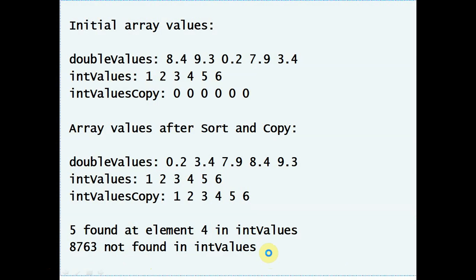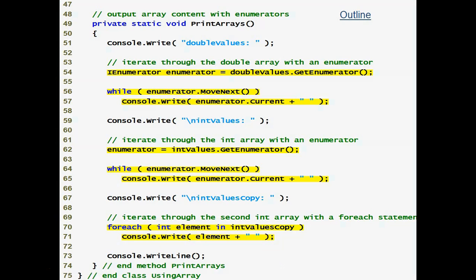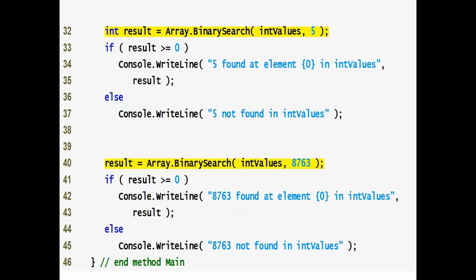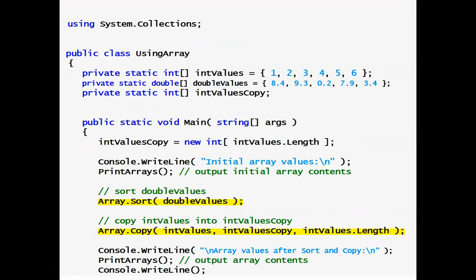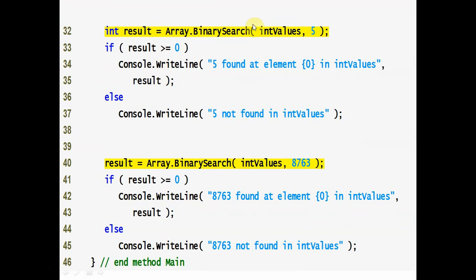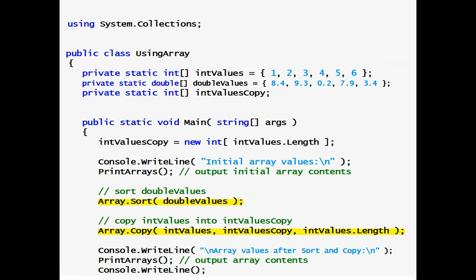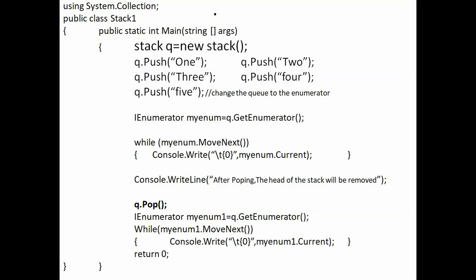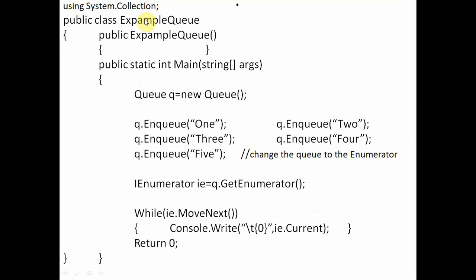So this is our program of binary search as well as sorting. We are using the sort function, and we are using the copy function. This is part of Array. Array.Sort, Array.Copy, Array.BinarySearch, and many more array functions we can use with the collection class. So the collection class is very important, and it is used for stack, all the stack functions, as well as for all the queue functions.